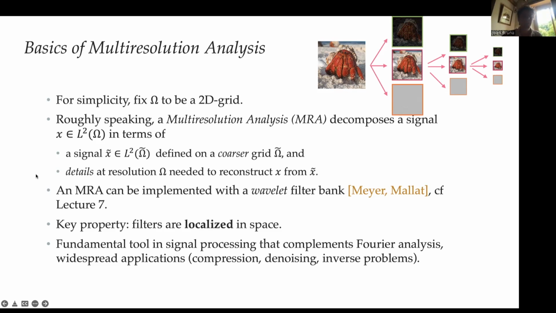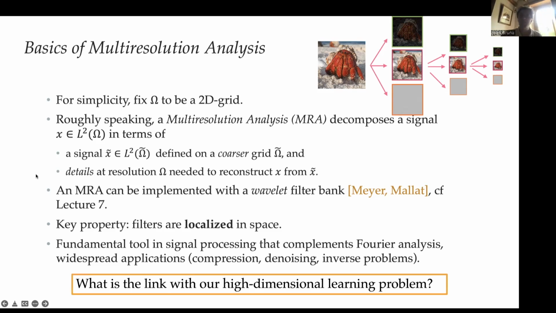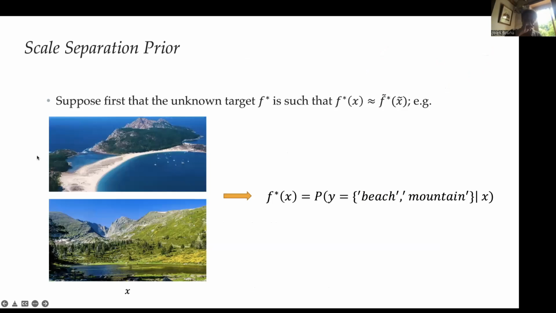Anyway, all right. So what is the link between this way of thinking about images in terms of different resolutions and our learning problem? Here's an example, and this is really what we call the scale separation prior. Let's see how the resolution of the input can give us a different category of priors.